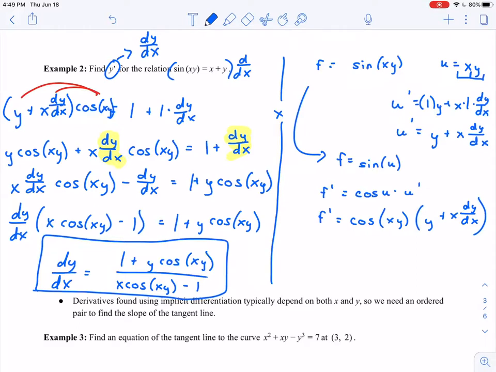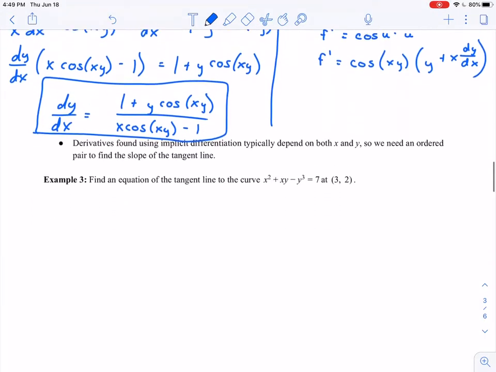Whew, holy moly. So while implicit differentiation is nice, it's not all sunshine and rainbows. There are still going to be hard problems. Here we had a chain rule and a product rule. The algebra was yucky. It was a tough problem. So you're still going to run into tough problems using implicit differentiation.